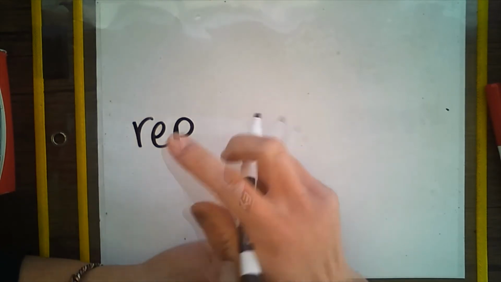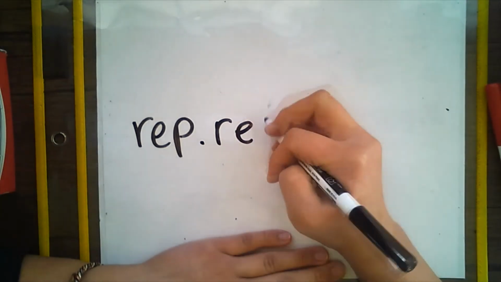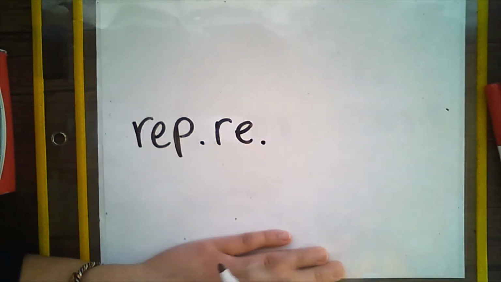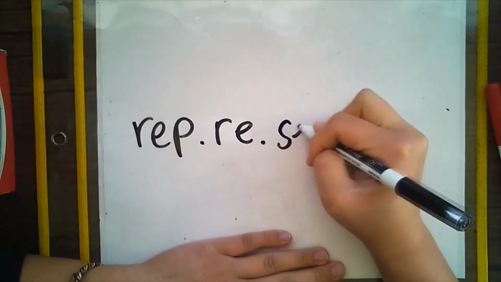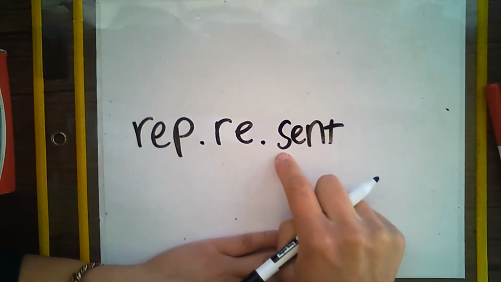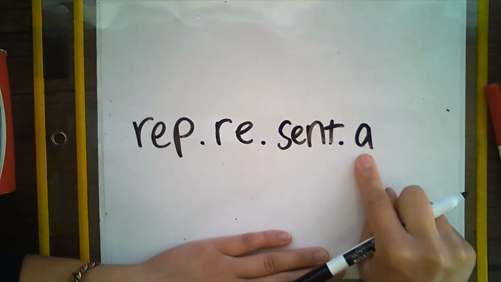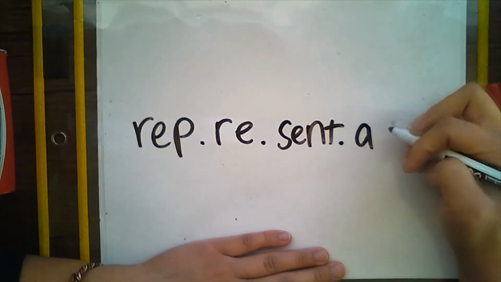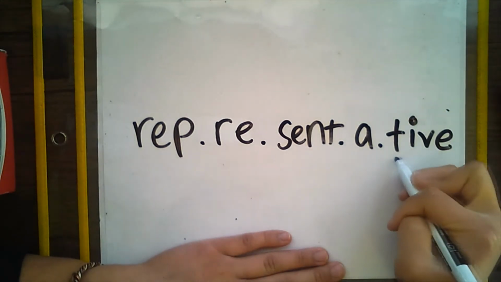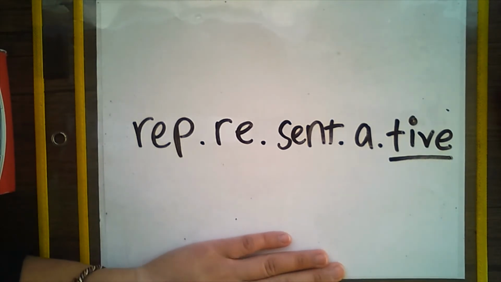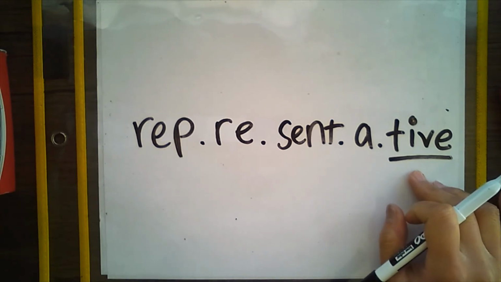Read, rep, read, re. Remember that E is the last one in that syllable, so it's going to be a long E. Read, sent, re, a, read, tiv. Remember, this is one of our new sight syllables that we're looking at for today's lessons focus.